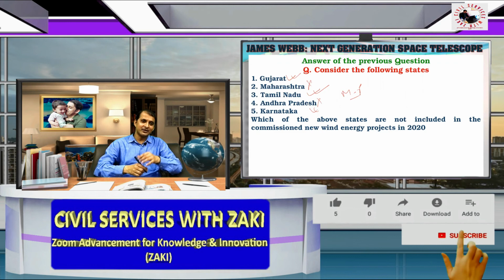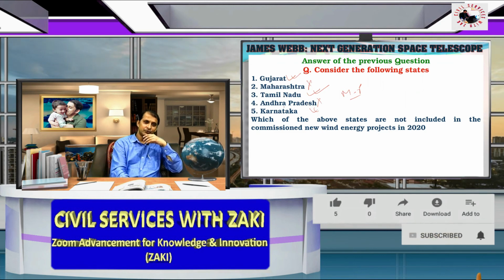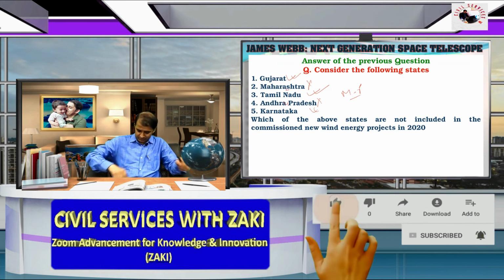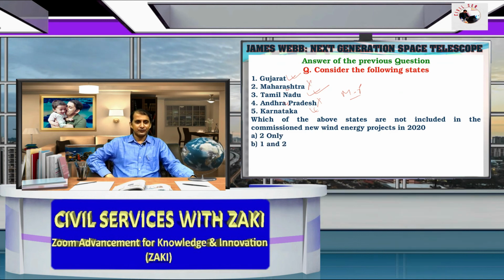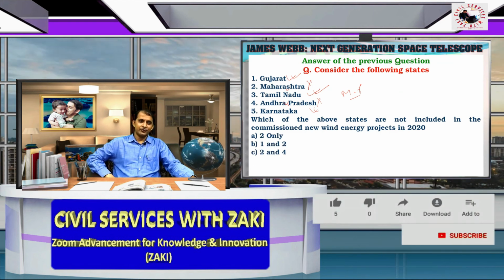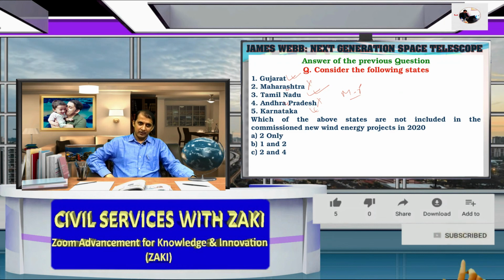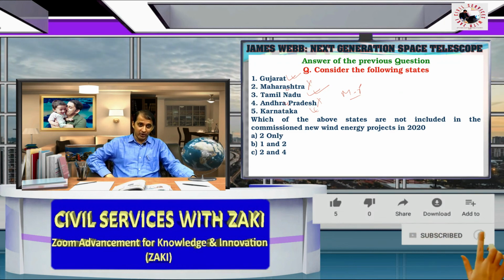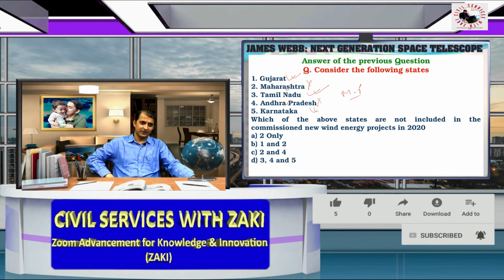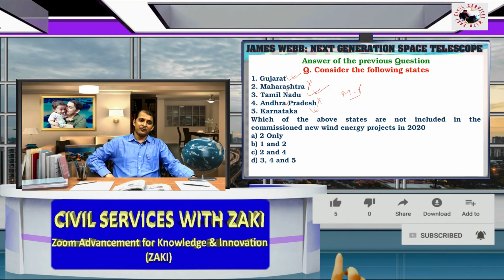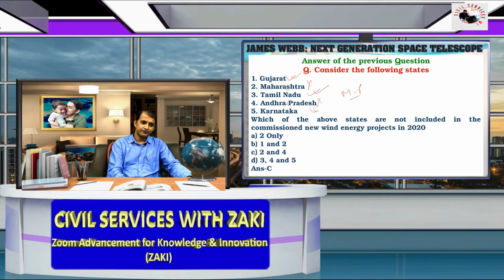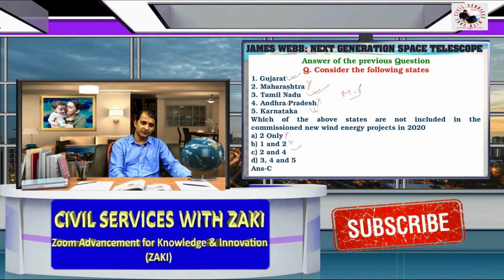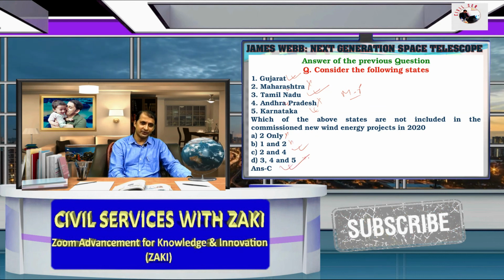So your answer is 2 and 4, Andhra Pradesh and Maharashtra. See here, A, 2 only, it is wrong. 1 and 2, it is also wrong. 2 and 3 is wrong. 2 and 4, it is right, Maharashtra and Andhra Pradesh. 3, 4 and 5, it is also wrong. This is wrong, this is wrong, this is right, this is wrong. So the answer is C.